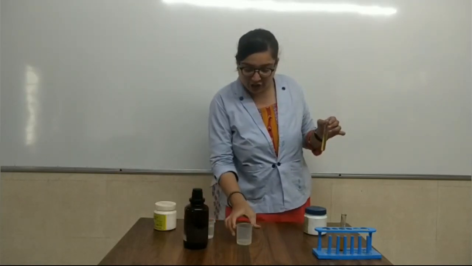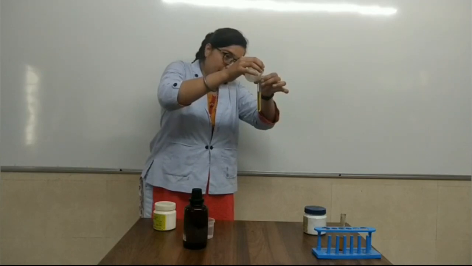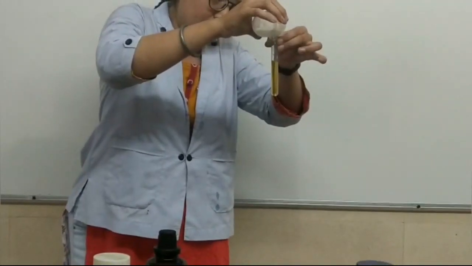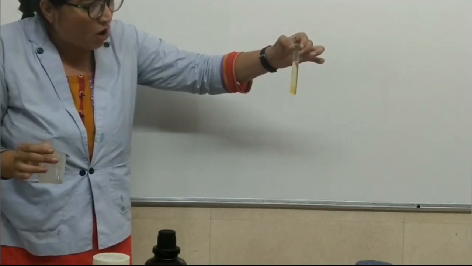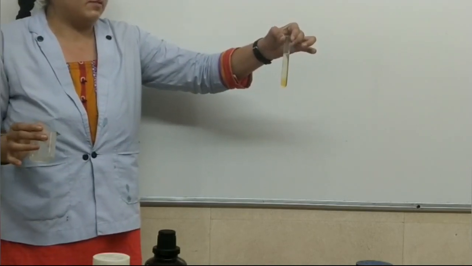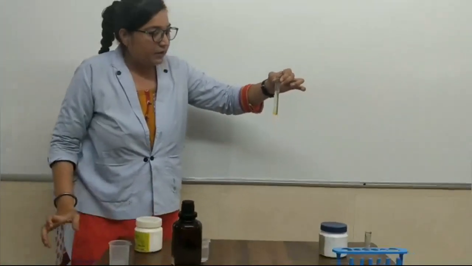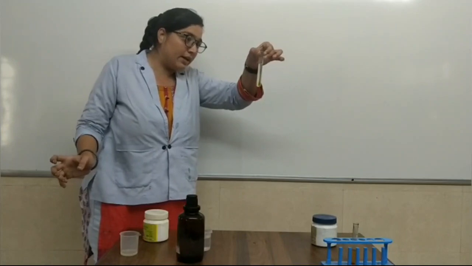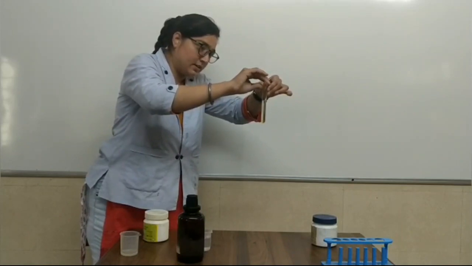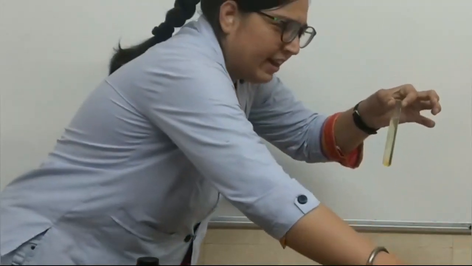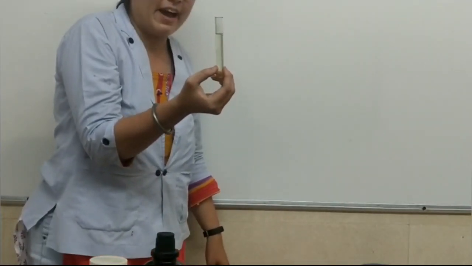Now, on addition of hydrochloric acid, a brown ring you will observe at the top. At the top, there is a small ring. Let us add very minutely. You can see the small ring at the top. It vanishes.